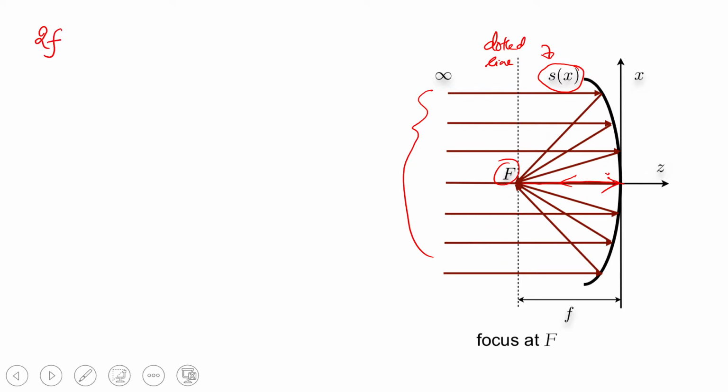Now let's look at the top ray. Again we are measuring the distances from this dotted line. While going this way, the incident ray goes this distance. The distance all the way to the x-axis is f, and this distance is given by the curve s of x. So this is s, and this distance then is f minus s. So the incident ray travels a distance of f minus s for the top ray. This is for the central ray.